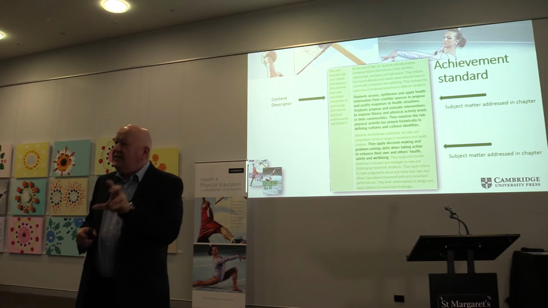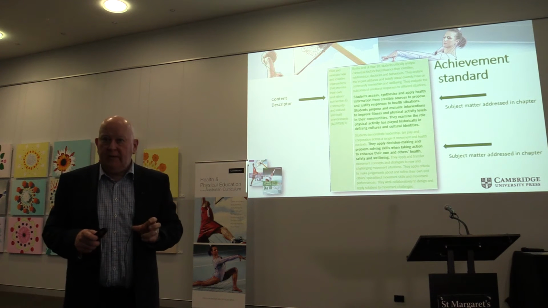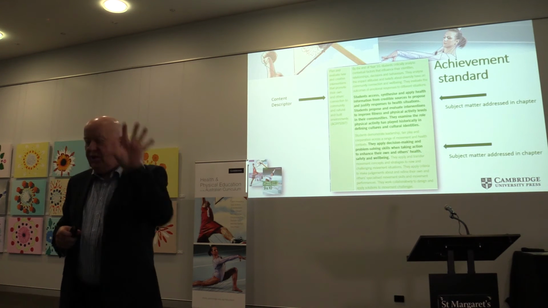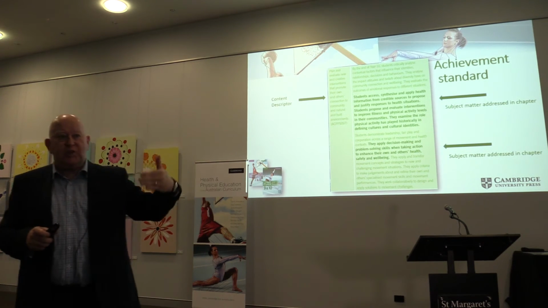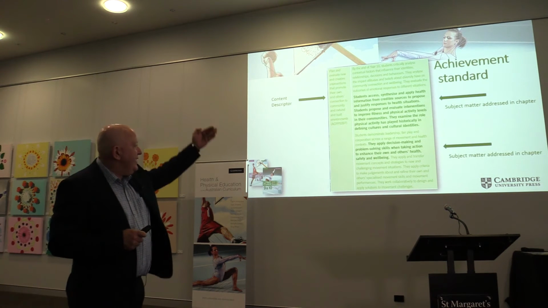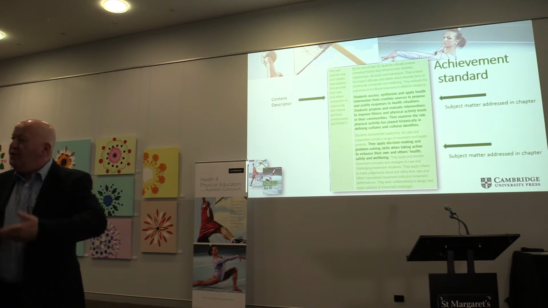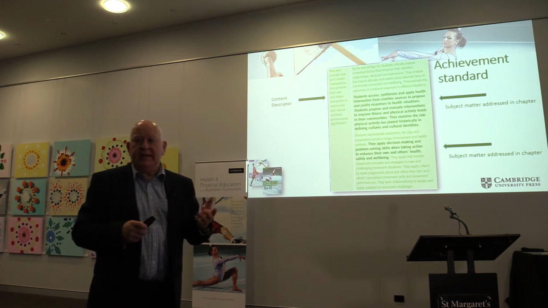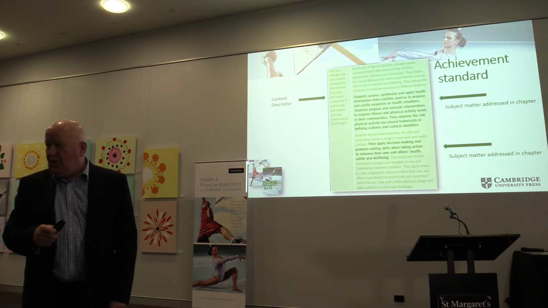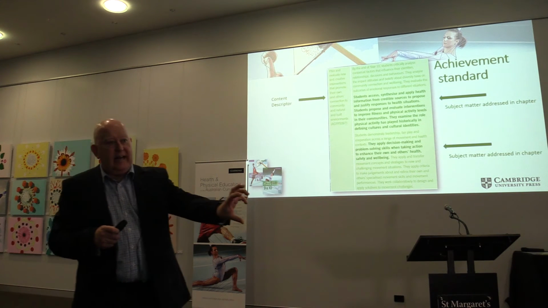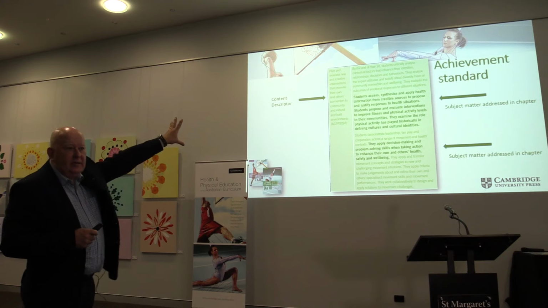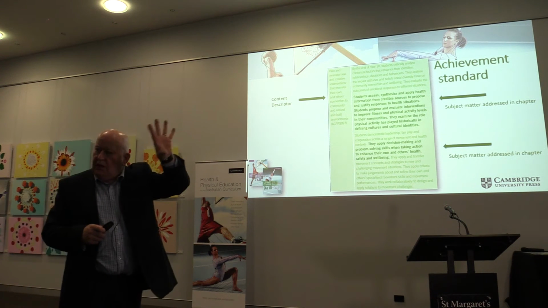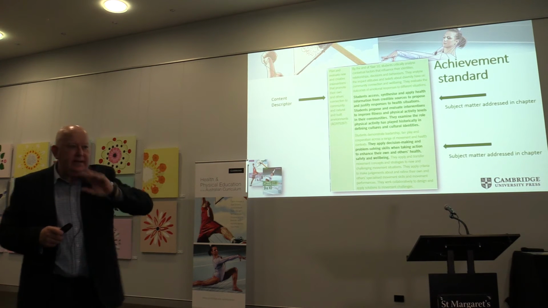Each chapter deals with a content descriptor. So every chapter deals with one content descriptor. And the writers have tried to develop each of the elaborations to show you and present you with some particular ideas, some different ideas about how we might deliver learning experiences that address that content descriptor and meet the achievement standard. So we've got a really strong alignment right through 7, 8, 9 and 10.